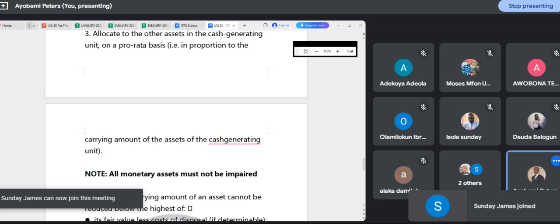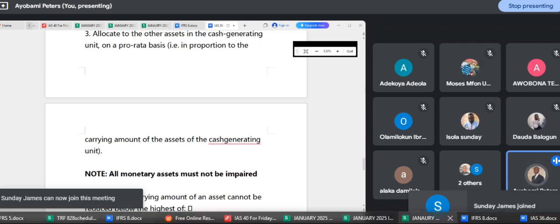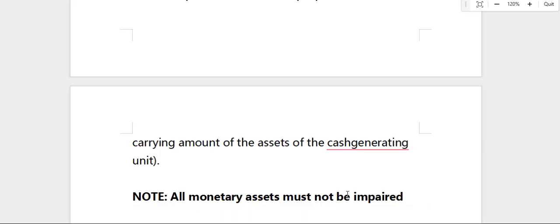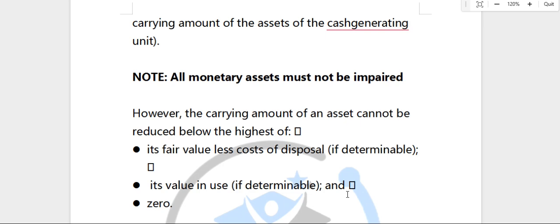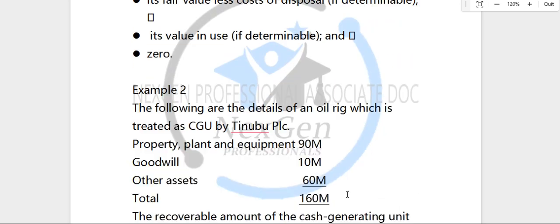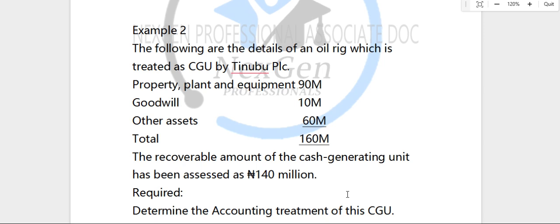Please, it is important to have this basic understanding, and wherever it is coming from, you can always deal with it. Whatever the exam is coming from, you can always deal with them. So quickly, let's look at an example under this cash generating unit, so that we can have a comprehensive knowledge. Now, the following are the details of an oil rig which is treated as a cash generating unit by Tinubu PSC. I told you it is a cash generating unit.